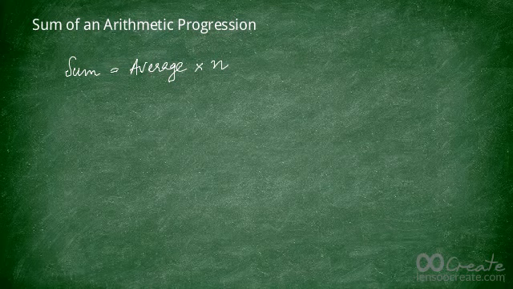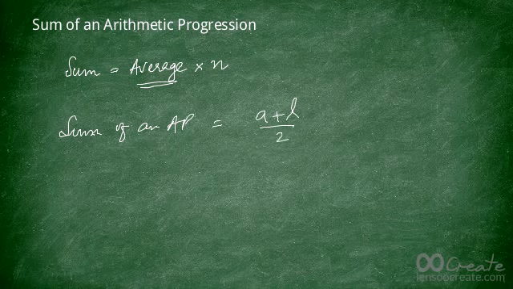Okay, so the same thing stands true for arithmetic progressions as well. And in arithmetic progressions, we just learned that the average is equal to a plus l over 2. So therefore, the sum of an arithmetic progression can be found by the simple formula (a plus l) over 2, that's equal to the average, multiplied by the number of terms. The same formula can also be written as n over 2 times (a plus l). Remember, a is the first term, l is the last term, and n is the number of terms in that series.